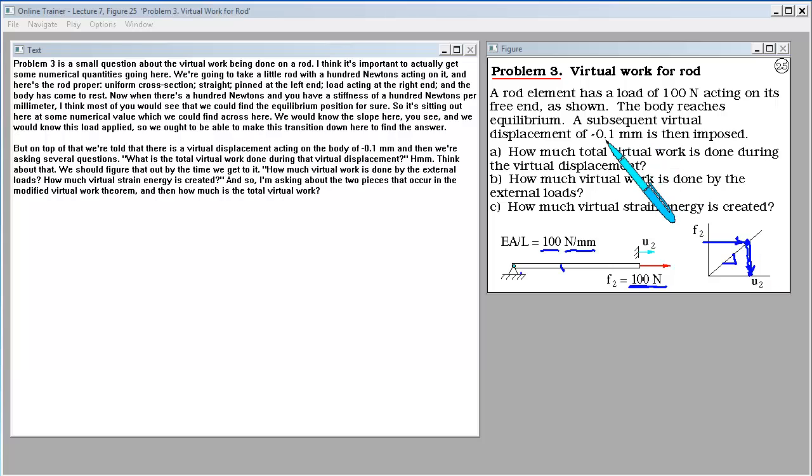But on top of that, we're told that there's a virtual displacement acting on the body of minus 1/10 of a millimeter. And then we're asking several questions. What is the total virtual work done during that virtual displacement? Think about that. You should figure that out by the time we get to it. How much virtual work is done by the external loads? How much virtual strain energy is created? So I'm asking about the two pieces that occur in the modified virtual work theorem, and then how much is the total virtual work?